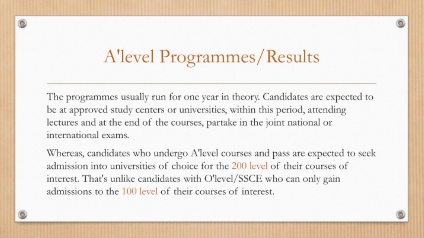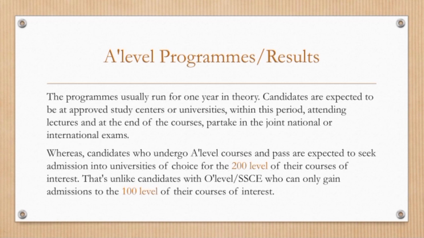So, unlike candidates with O level who can only gain admission to 100 level of the course of interest, if you take any of these A level programs, you don't actually need JAM. Yeah, you don't actually need JAM. But if you write the O level, you need JAM in order to secure admission, and you are going to secure admission into 100 level for your particular course of choice.